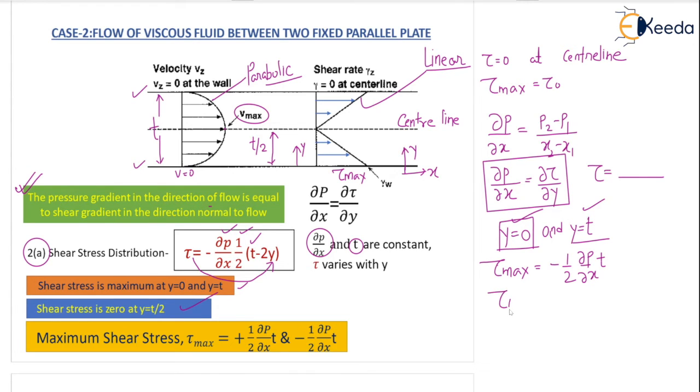Another value you will get if you put y equal to t: t minus 2t is minus t, minus minus plus t. So you are getting plus half dou p by dou x into t. So these two values you can see here, it is already written. Correct? So maximum shear stress, zero shear stress, and where is the location of maximum shear stress in terms of y. Okay, let's go to the next section to find out the point 2b.